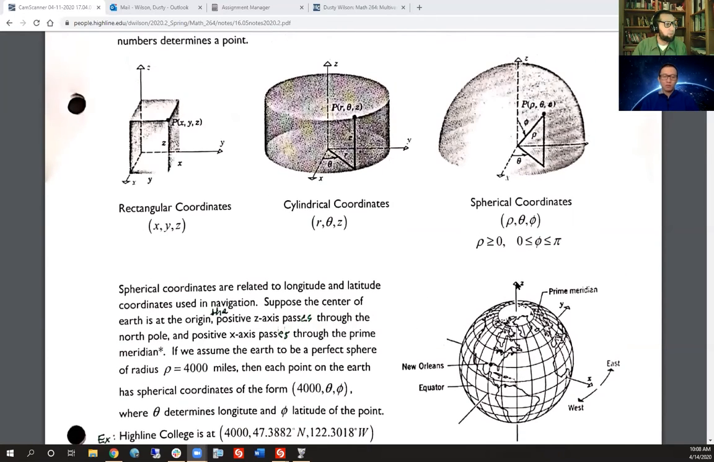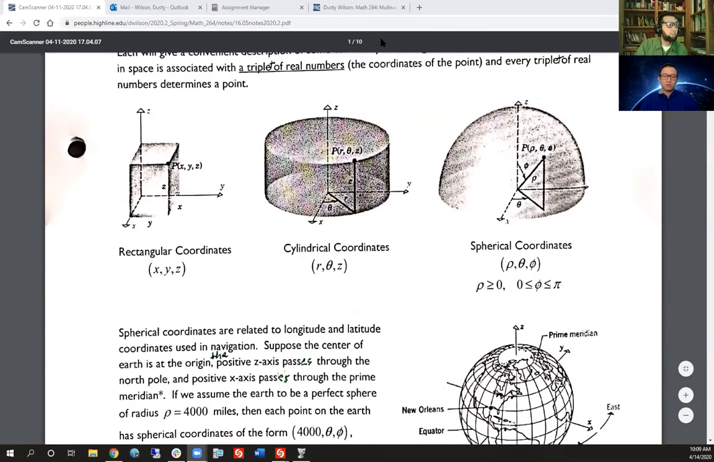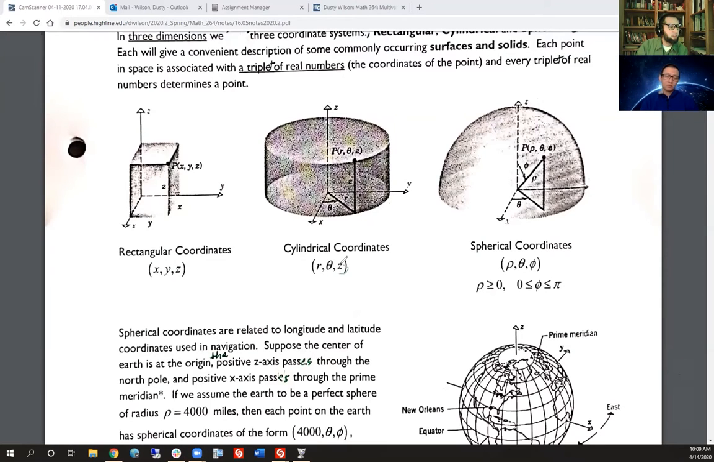The coordinates themselves are interesting in terms of the letters chosen. I'm going to move forward and manipulate in a moment, but let's just focus here for a second. In rectangular coordinates, we have x, y, and z. Cylindrical coordinates are going to parallel the polar coordinates that you worked with before. So this is the same r and the same theta that you had in polar coordinates, and it's the same z. It's the same z here and here.